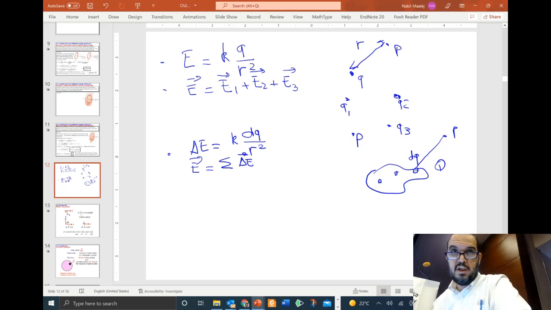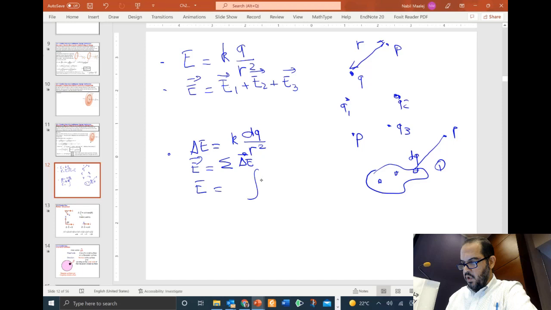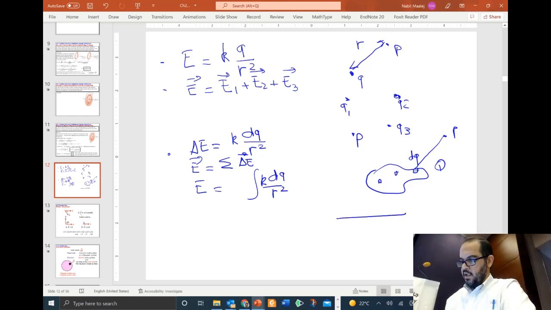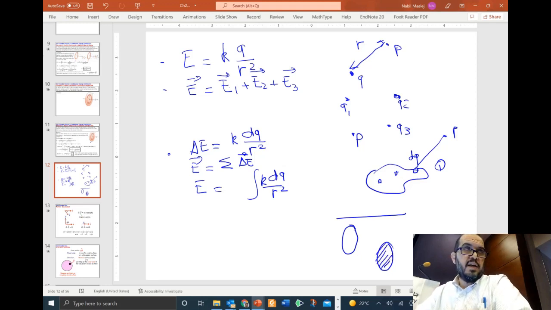This is a vector addition, and we can write it in a vector form, and we said that the electric field is the integral of k dq over r squared. And last time we did the derivation for a line charge, and we did the derivation for a ring, and we also did a derivation for a disk. So we used this integral form in order to determine the electric field from a uniform charge distribution.